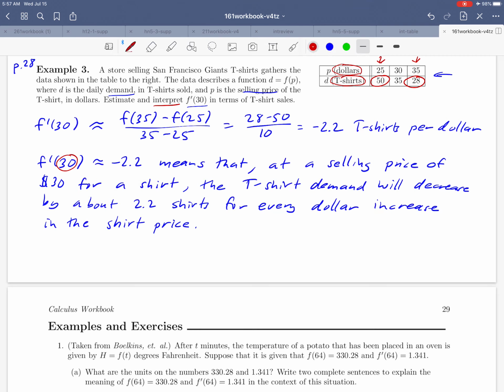Okay, notice that 2.2 shirts for every dollar, that really describes the units that we came up with above. So you can really use those units to formulate the explanation that you write here. Okay, and I think we finished the problem.